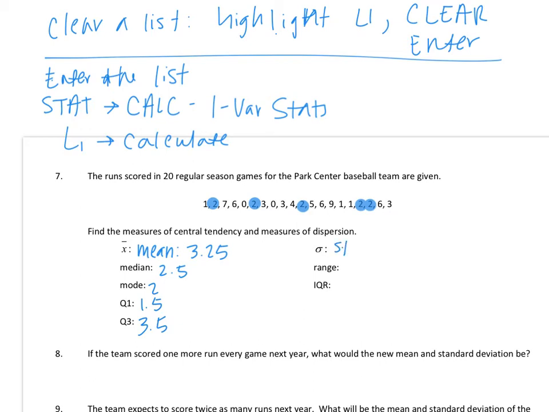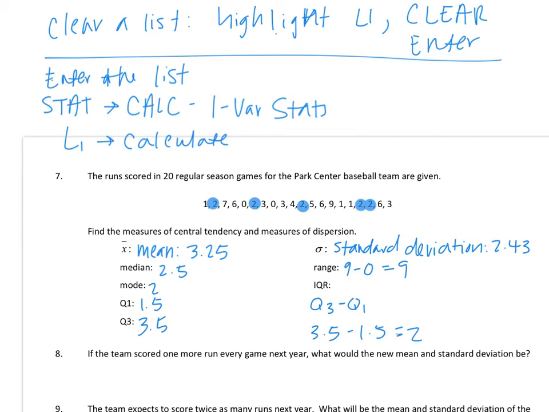Sigma, this thing is the standard deviation. And this is 2.43. You can round a little bit there. The range is the biggest minus the smallest. So 9 minus 0 is 9. The IQR is Q3 minus Q1. So 3.5 minus 1.5 is 2. So the IQR is 2.